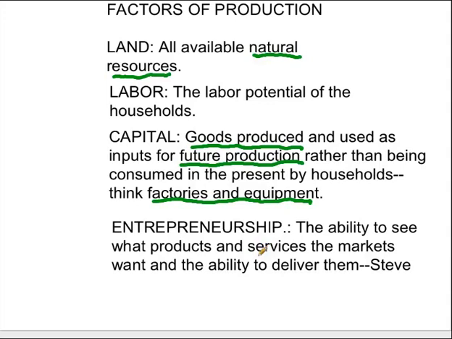And then entrepreneurship, this is the ability to anticipate what people want, to look at the population and say, those people would be willing to buy whatever, and then entrepreneurs don't just have that vision. There are people who have that vision, but they can't make it happen. Entrepreneurs can also make it happen.